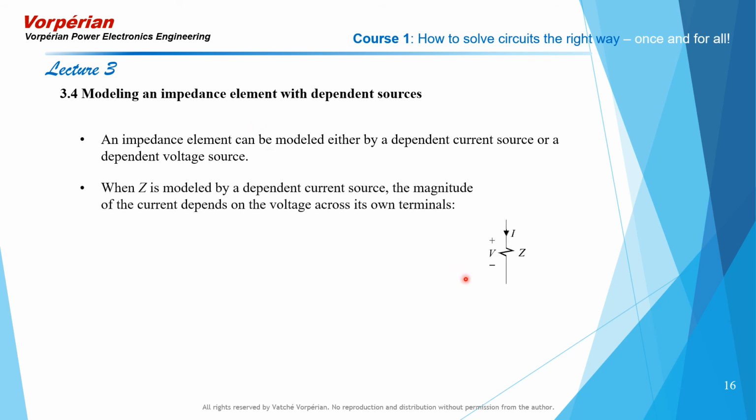So if I start with an impedance element Z, by Ohm's law I know that the voltage V is I times Z, or if this is R, I times R. And I can model that with a dependent current source I that talks to the voltage across itself V. I equals 1 over Z times V, so this is a dependent current source with a gain 1 over Z. Very basic.